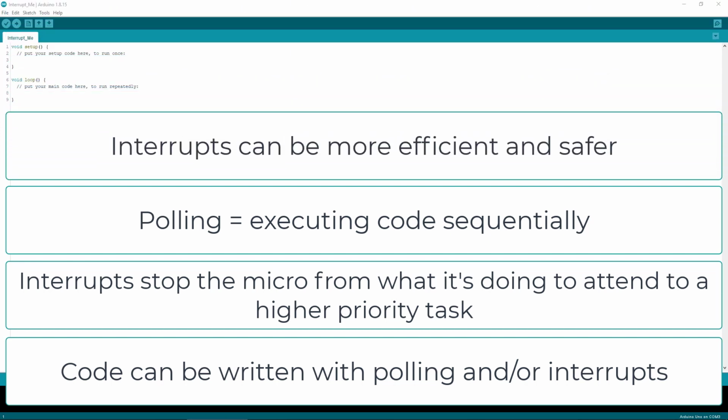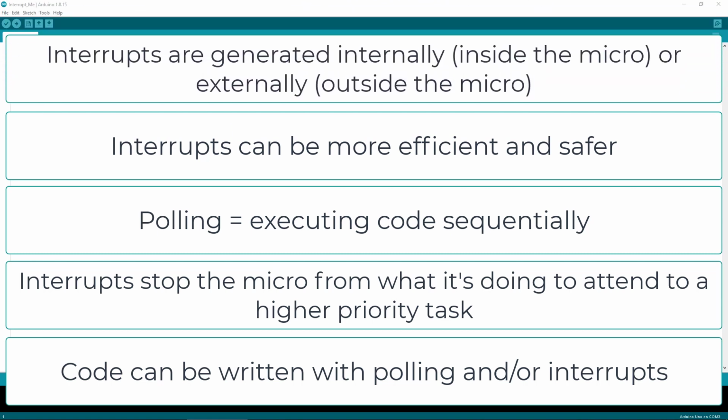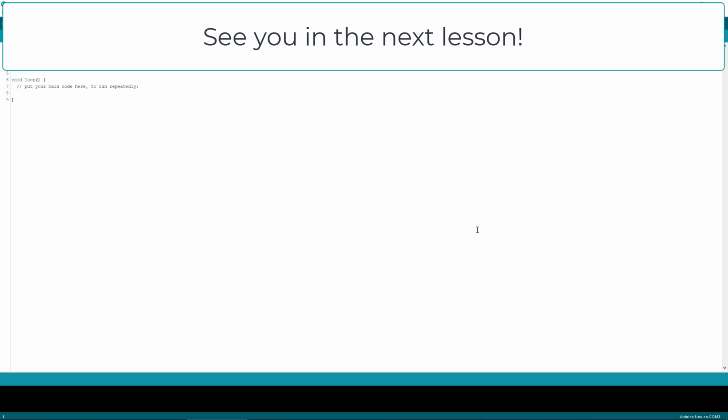Interrupts can be more efficient and safer in many instances, and the two types of interrupts are internal, caused by things inside the microcontroller chip, and external, which are caused by things connected to the microcontroller. Okay, so that about wraps things up for this lesson. In the next lesson, we'll go into more detail on interrupts and using them. See you there.